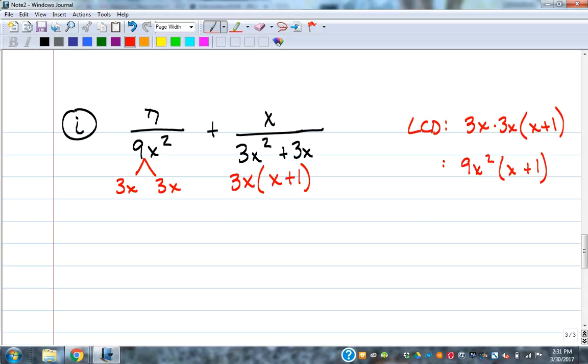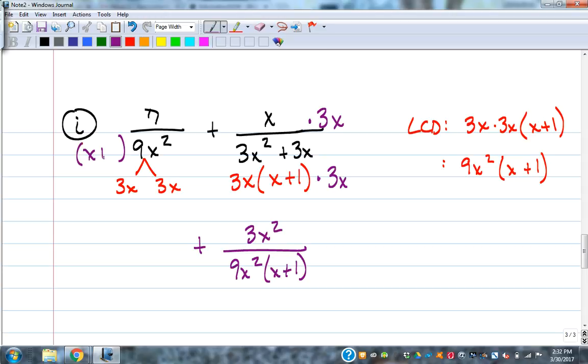Now, what does this one need? It needs another 3x to make it 9x squared in the front, right? So that's what we're going to multiply top and bottom by, another 3x. And that's going to get us 3x squared on top, and then 9x squared times x plus 1 on the bottom. What does this fraction need? The x plus 1. A little bit easier on that one. So we're going to multiply x plus 1 top and bottom. So that's 7x plus 7 over 9x squared times x plus 1.